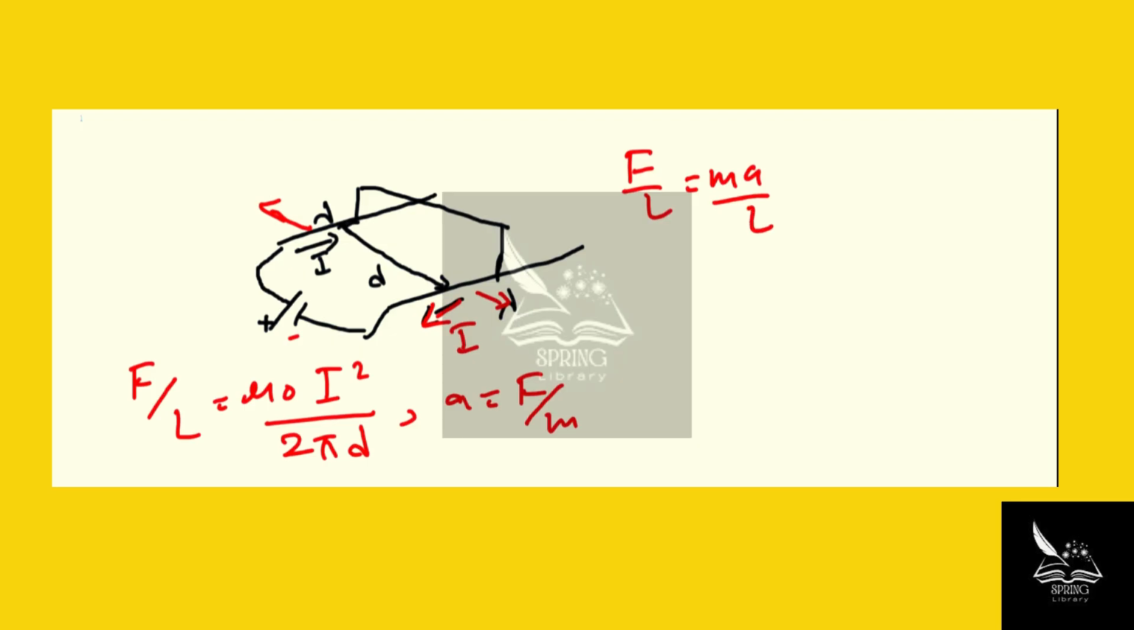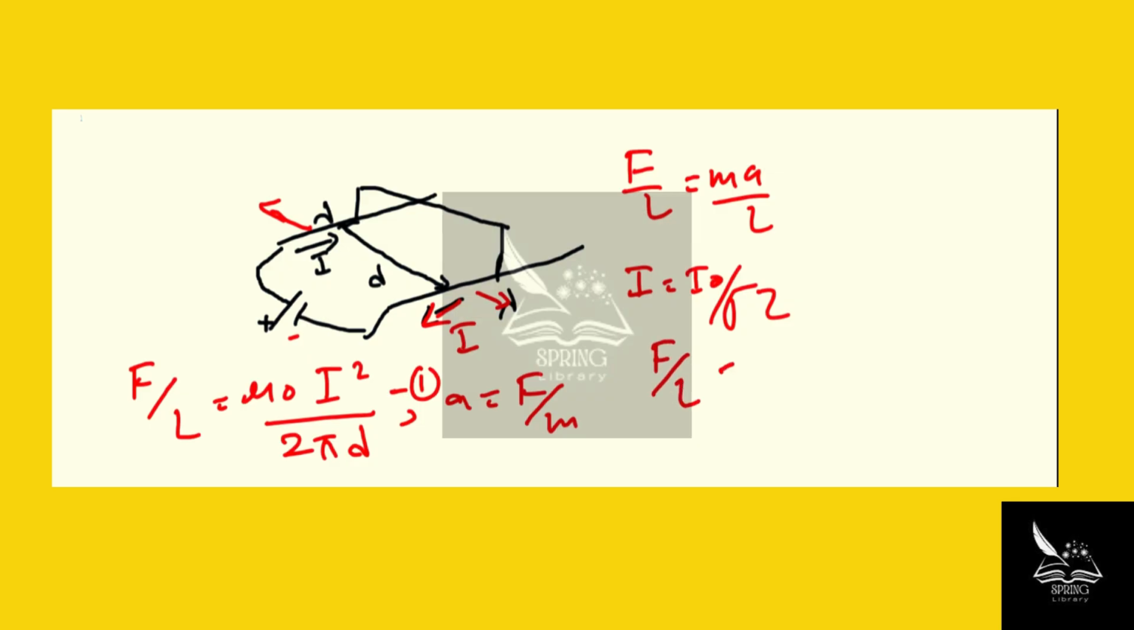Over the short discharge time, the current is not constant, so we take the RMS current instead of the initial. So I will be equal to I naught over square root of 2, where I naught is the initial current. We substitute these values into the first equation that we wrote. Let's say this is our equation 1. We substitute these values in equation 1.